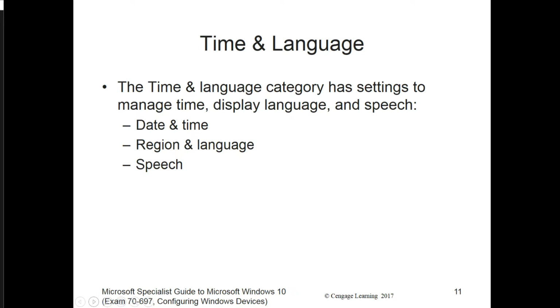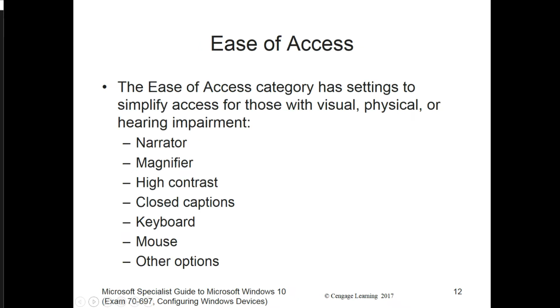Now the time and language category has settings to manage time, display language, and speech. Now it's date and time, region and language, and speech. And the ease of access, this is something I don't use that often. I probably should use it more. It's narrator, magnifier, high contrast, closed captions, keyboard, mouse, and other options. As I get older, my eyes are getting worse. I may need magnifier. I may need to change the contrast of what I'm seeing or actually have a narrator in there. These are all things that can help us with visual or physical or hearing impairments.